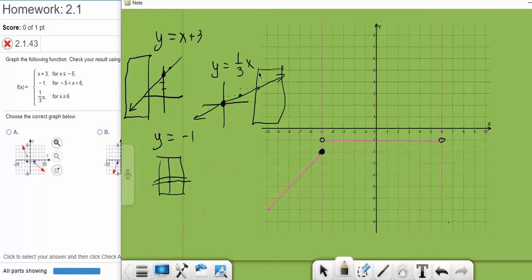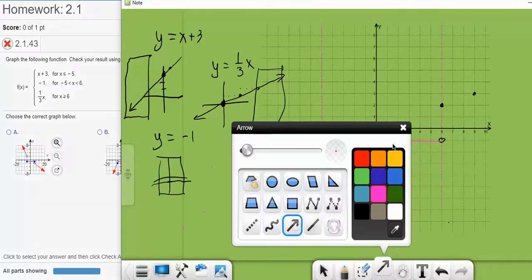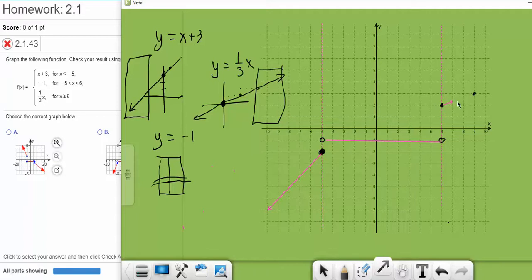So again, if I put 6 in, 6 divided by 3 is 2. And the slope's up 1 over 3. So I would get a graph that looks like this. So that's the graph I'm looking for.